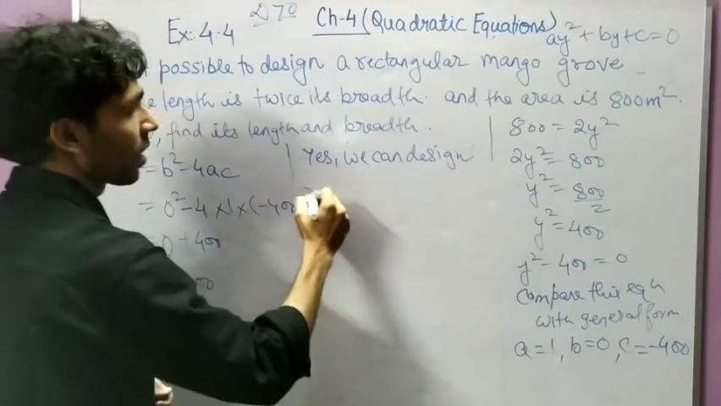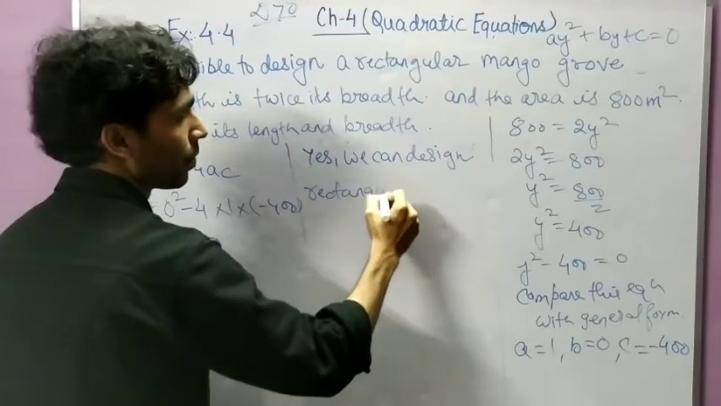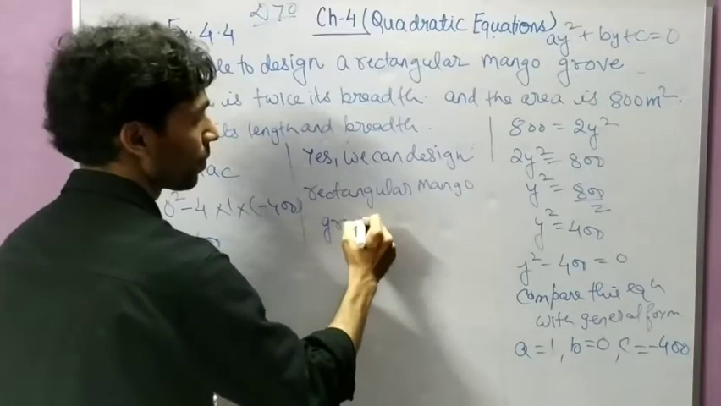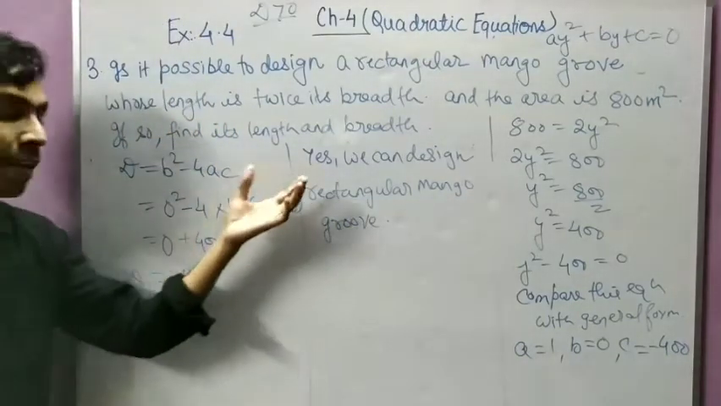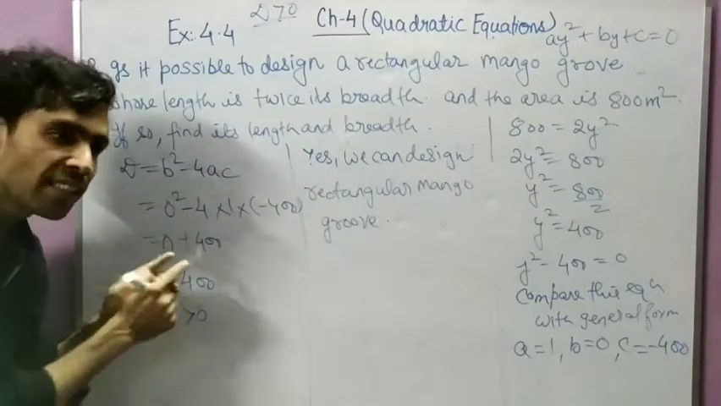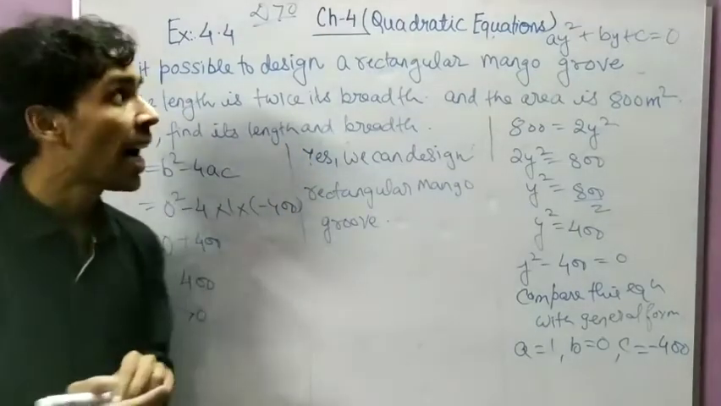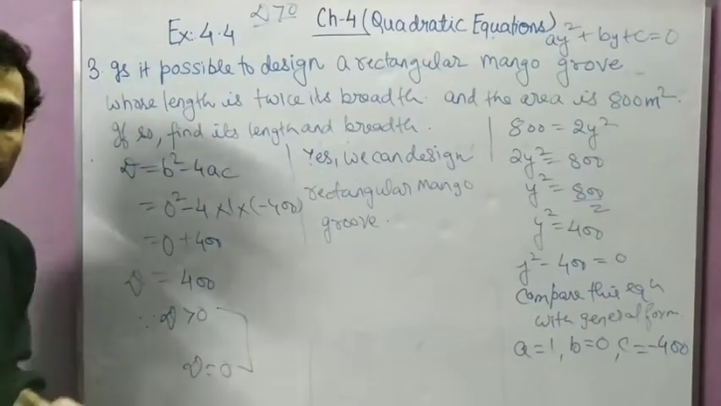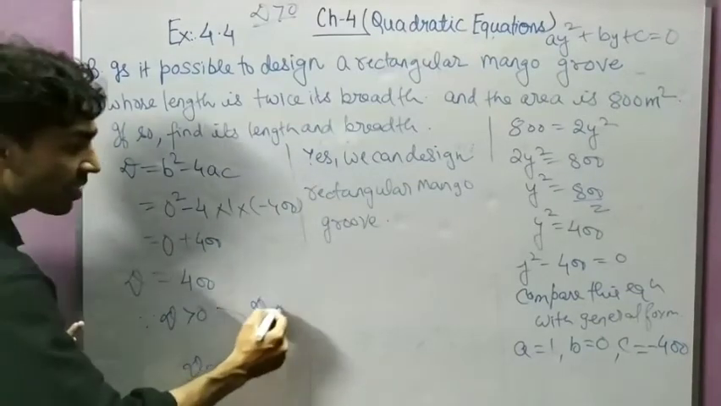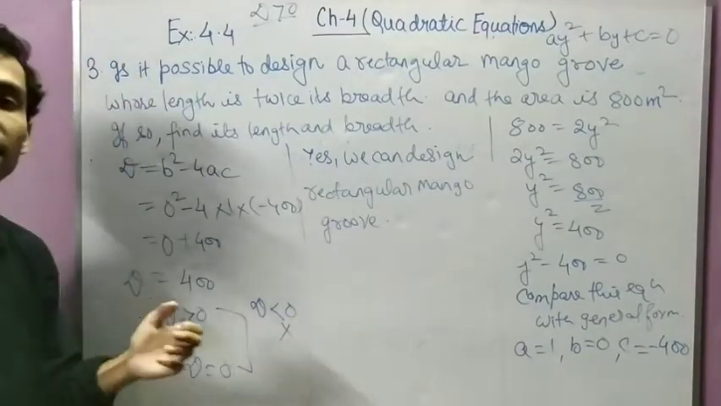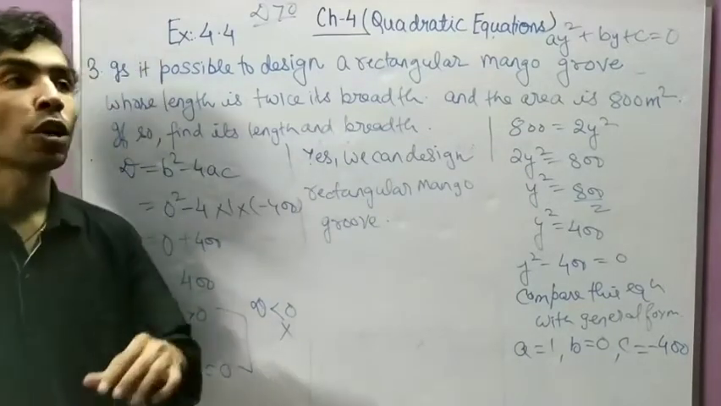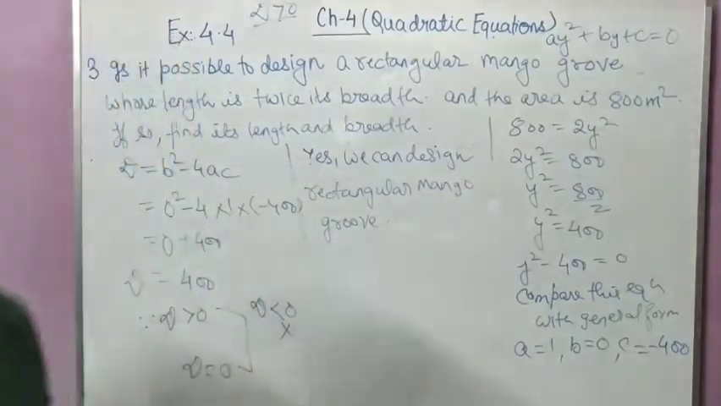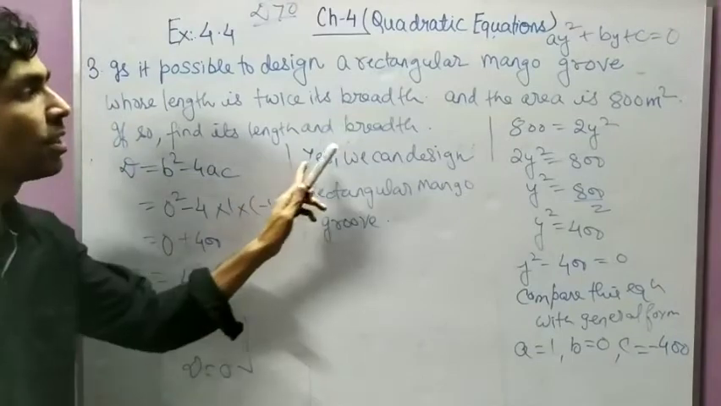design rectangular mango groove. Okay, why have I written yes? Because the value of d is greater than 0. In two cases we can design, either d is greater than 0 or d is equal to 0. But when d is less than 0 we cannot design, because there will not be real roots, there will be imaginary roots. We will design only for real roots. So the first answer is yes, we can design.